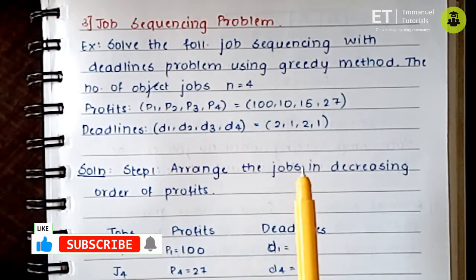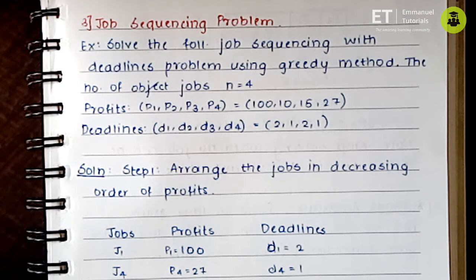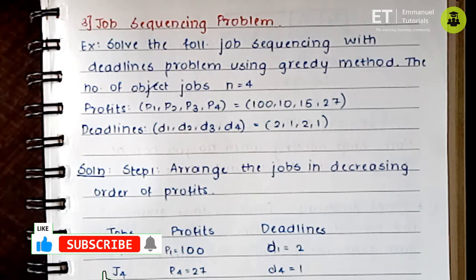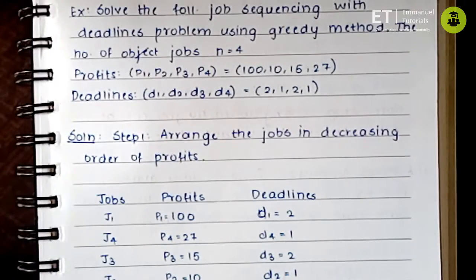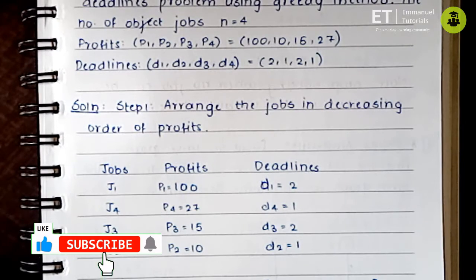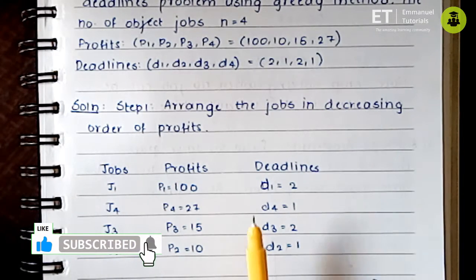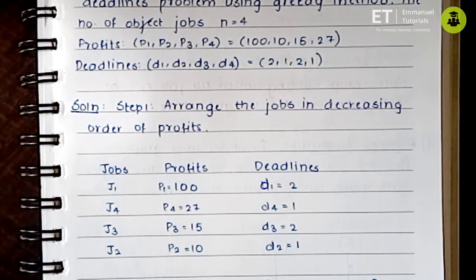So what is a job sequencing problem? If we have been given multiple jobs, we have to prioritize them in a way that we achieve maximum profit. So whatever jobs are not possible to be completed within the deadline, we have to discard them. So that's what we will be doing here, and we are using the greedy approach in this case. So the first step that we have to do is arrange the jobs in the decreasing order of their profits. That means in the descending order.